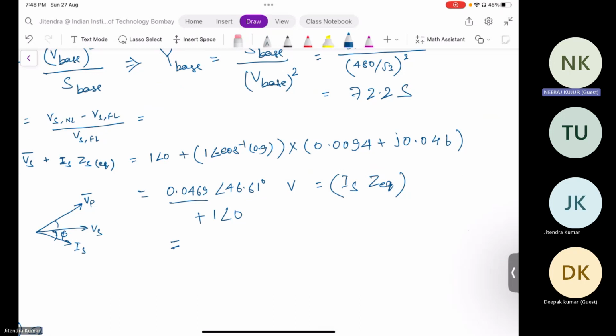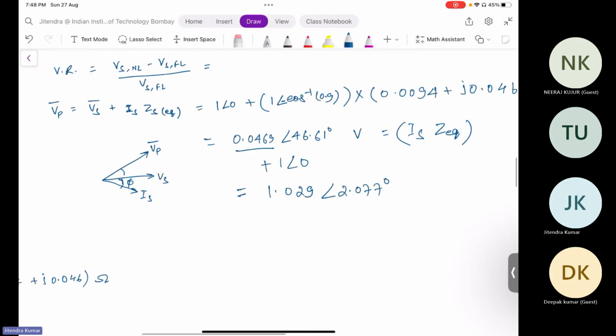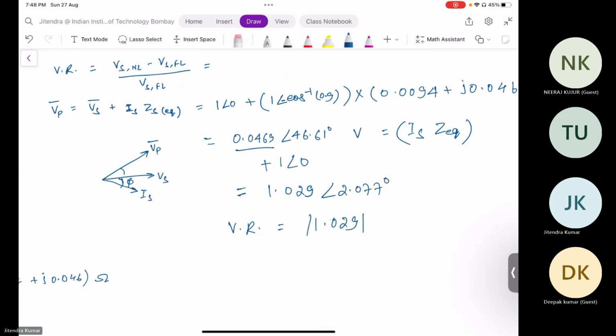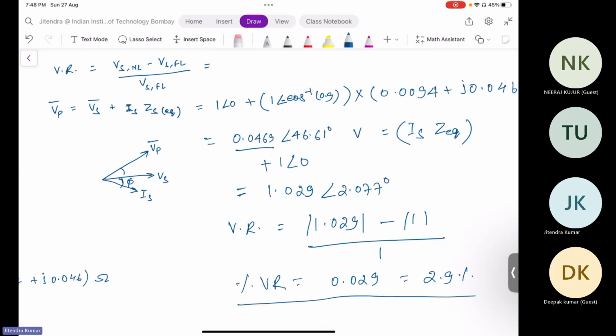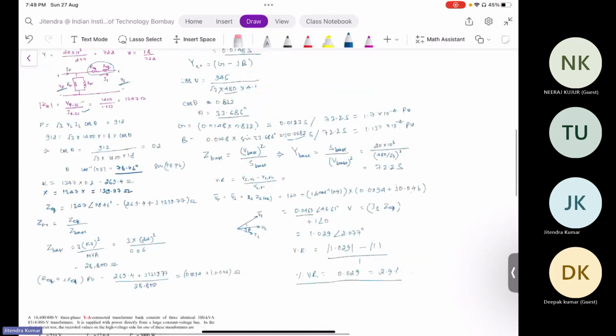After adding, it comes out to be 1.029 with angle 2.07 degrees. It is looking to be correct. Okay, so now we can compute voltage regulation, which will be 1.029, with no need of including the angle, minus 1 divided by 1, so it will be 0.029, so 2.9% of voltage regulation. Okay, so this is the value of the voltage regulation.